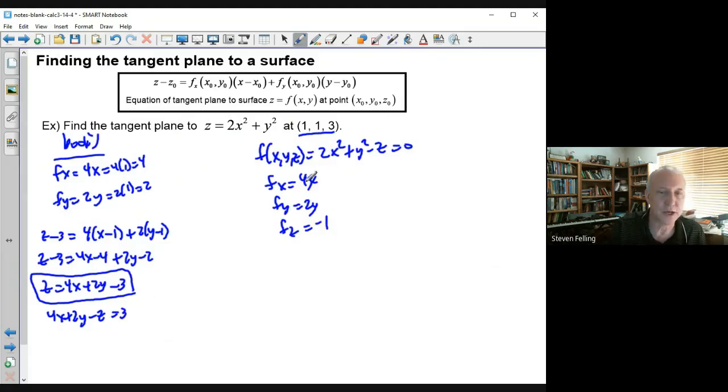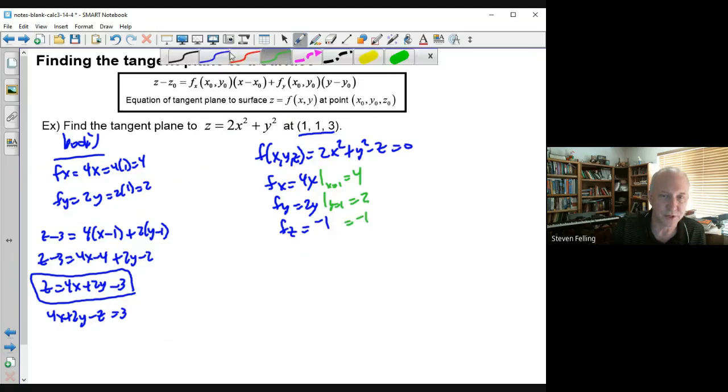And then I can say, okay, these derivatives form the direction of the normal vector to the plane. Well, I have to evaluate these at the point. So let me continue here. This would be negative 1. I need to evaluate these then at the point. So if I evaluate this at x equals 1, that's going to be 4. If I evaluate this at y equals 1, that's going to be 2. And if I evaluate this at the point, this is negative 1. And that forms a vector, right? So that vector is 4, 2, negative 1.